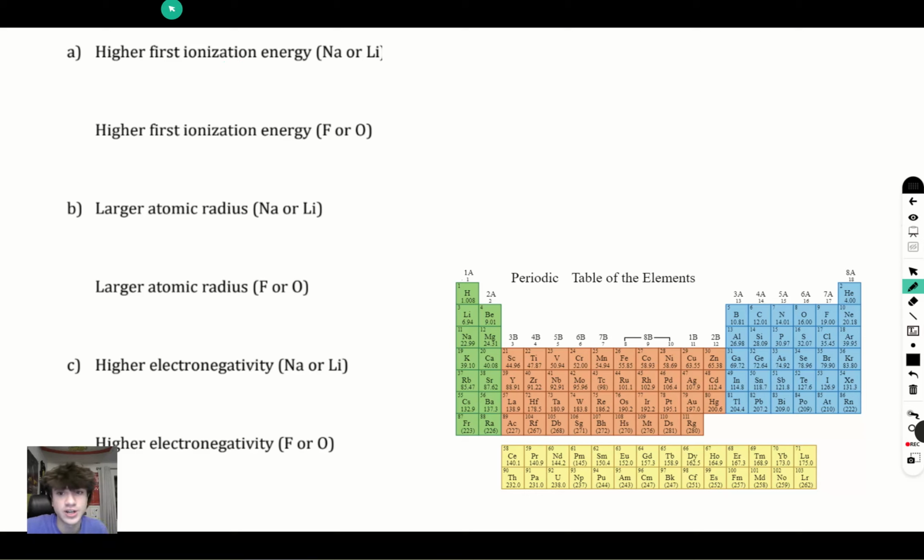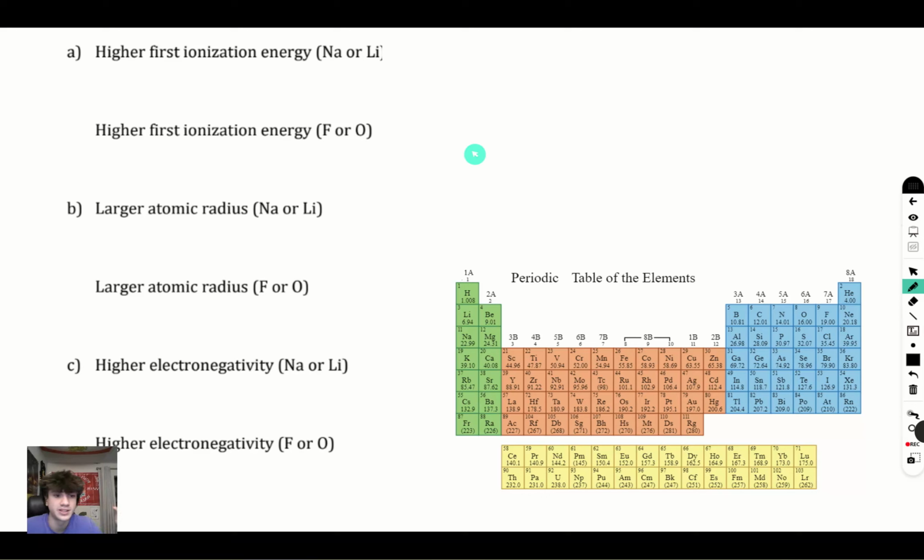So ionization energy is the energy required to remove or add an electron to an element. And so, one easy way you can find out which atom has a higher first ionization energy is that it's going to be the atom that has its valence electron, since that is the one that gets taken off first, that is further away from the nucleus.